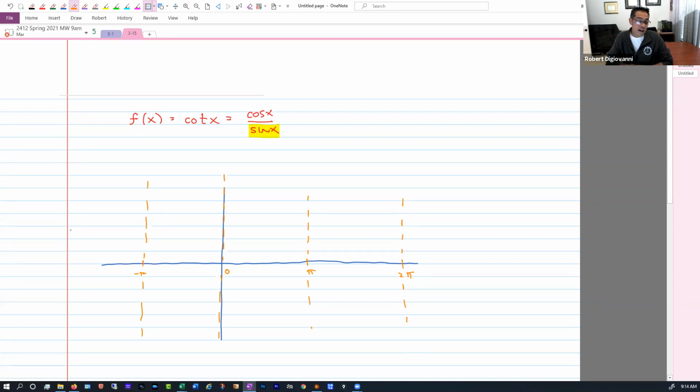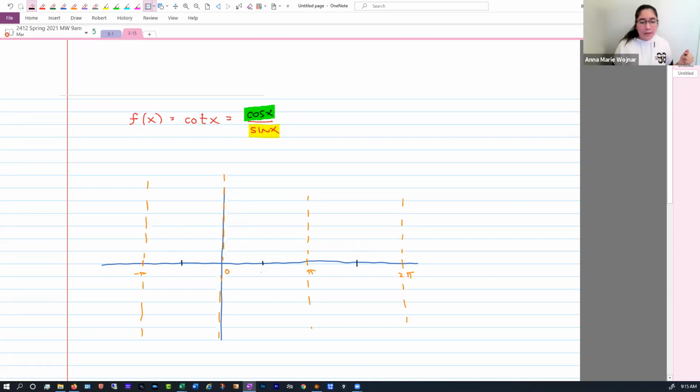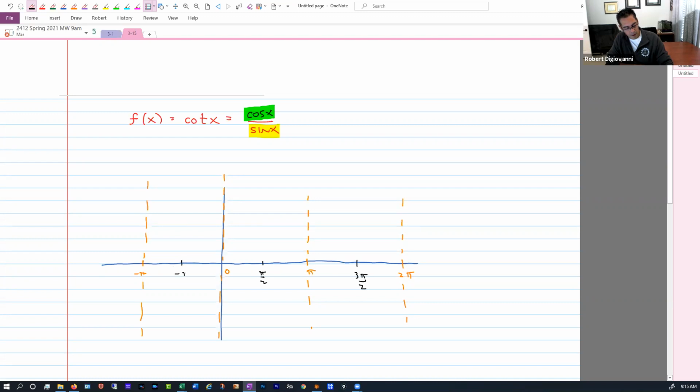All right, and then where should I have x-intercepts on the cotangent function? In between, right? So it would be whenever cosine is 0, whenever the numerator is 0. And cosine is 0 where? It is right in between, but what is that? Right here, right here, right here. Pi over 2 and 3 pi over 2. Pi over 2, 3 pi over 2, and negative pi over 2. So that's where we should have x-intercepts, right?